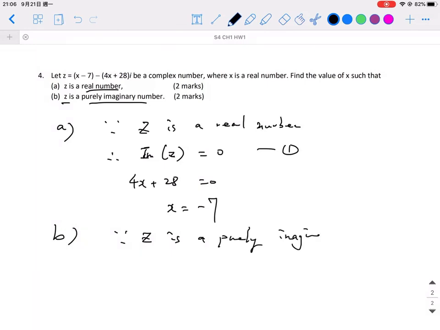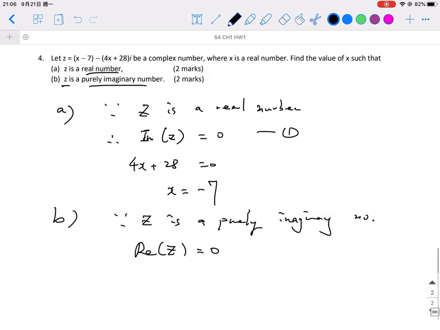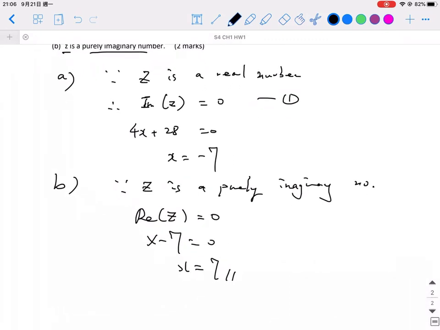it's a purely imaginary number. And therefore, the real part will become 0. And therefore, x minus 7 equals 0, and x is 7. So that's the end of the quiz. Hope that you can understand and do the correction. Thank you.